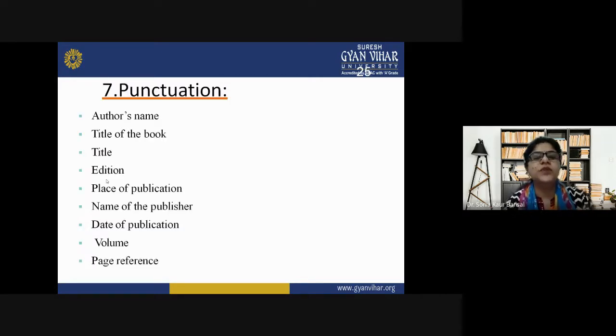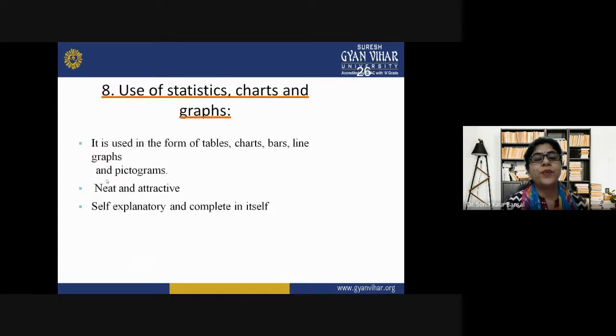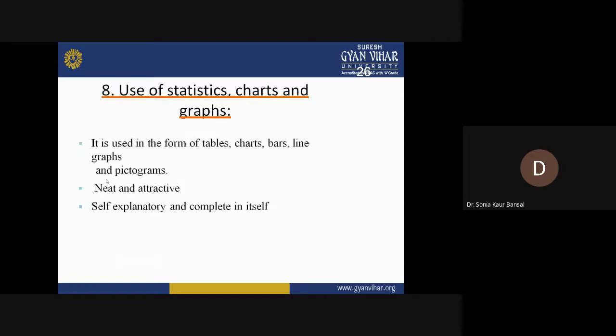Now come to the punctuation. Author's name, title of the book, edition, place of publication, where we use the punctuation in a proper way, name of the publisher, date of publication, volume, and then page references given in a nice way. Then the use of statistics, charts, and graphs: everything must be mentioned in a proper way.